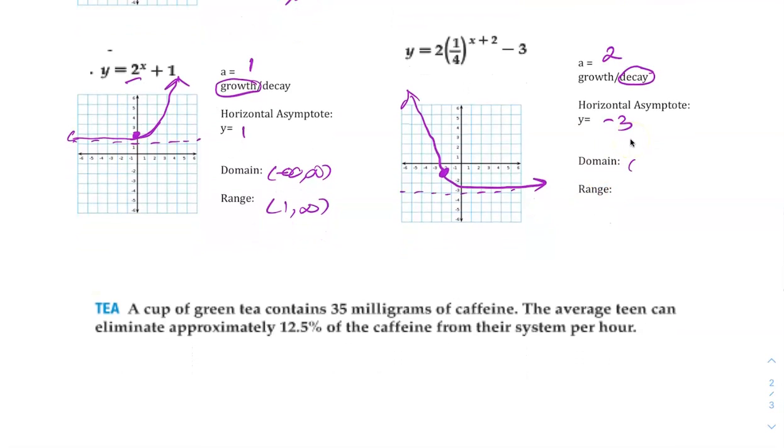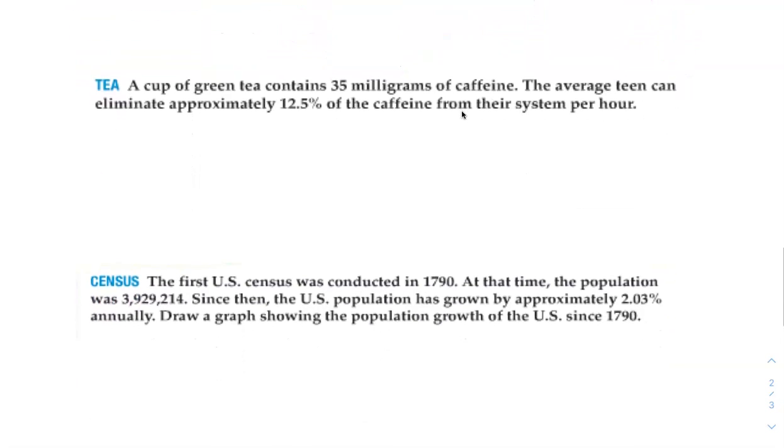Domain, all real numbers, negative infinity, positive infinity. And then range, we're going to go from negative 3 all the way to infinity. Like that. A few more.